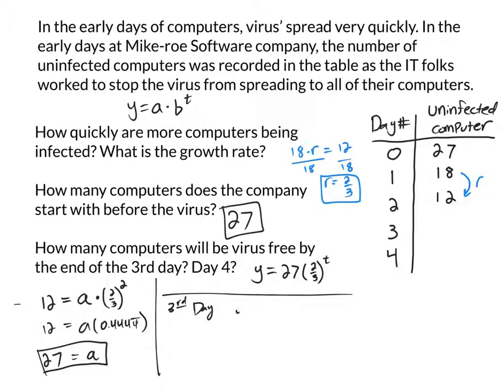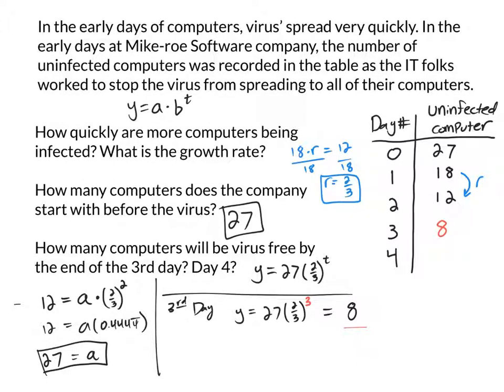So my y equals 27 times 2/3 to the power of 3. And when I put that into my calculator, I have to put parentheses around everything. So I put 27, parentheses, 2 divided by 3, close parentheses, to the power of 3. I recommend stopping this video and trying to see if you can get the same number that I get as well. It's really, really important that you know how to put this in the calculator. So on day 3, we get 8.